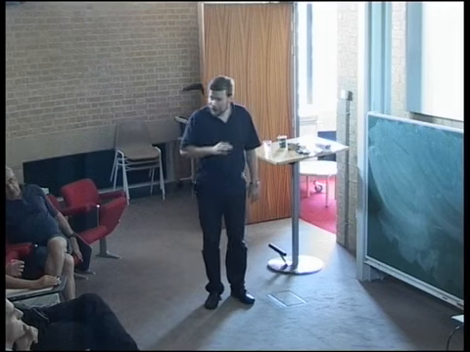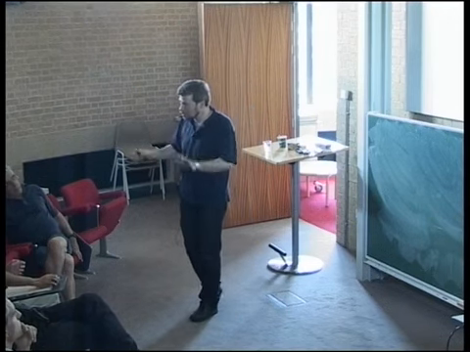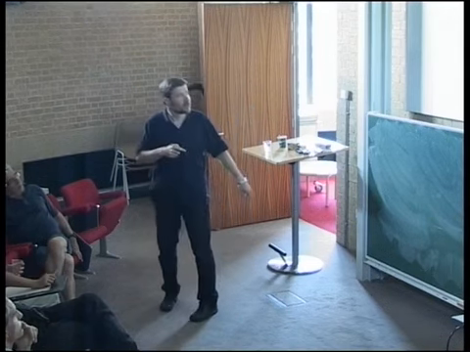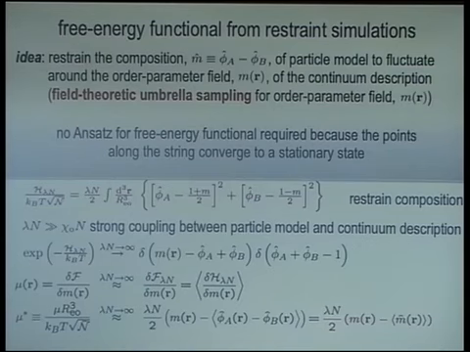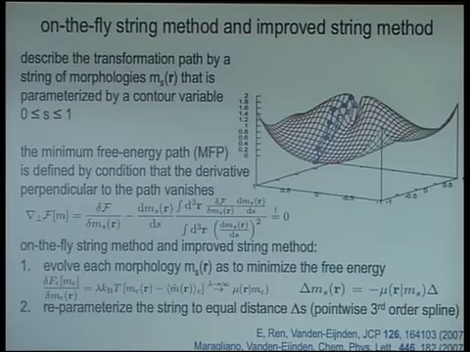Okay, so how to get the free energy, I don't have to explain. We do it just as before. This is the umbrella potential here. The good thing is, as I said, you don't need an ansatz. You just need the chemical potential. And once you have the chemical potential, then there's this very nice string method.